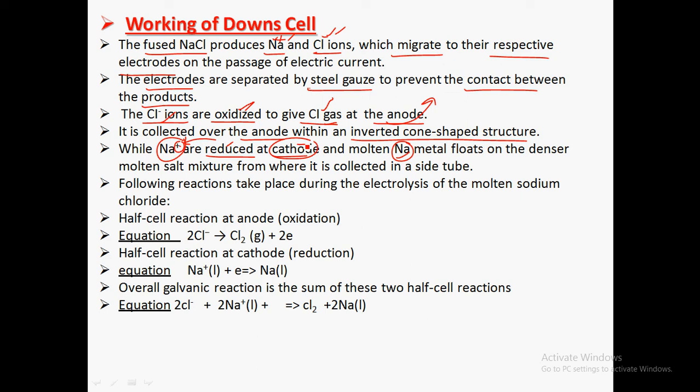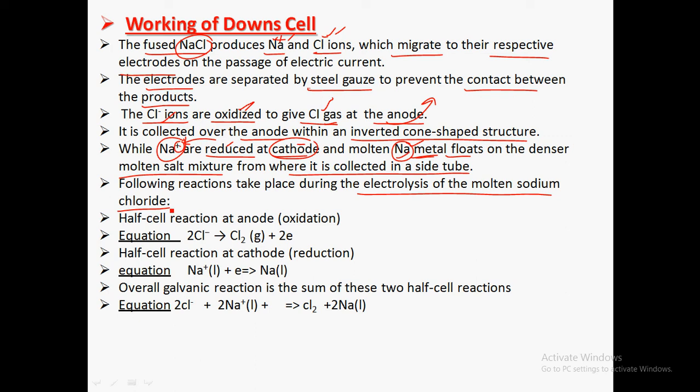And then after forming sodium metal, because of its light weight, it floats on the salt mixture. What is the salt mixture? This is the fused sodium chloride. On this, it will float. Then it is collected in a side tube. Then the whole process is called electrolysis of molten sodium chloride.